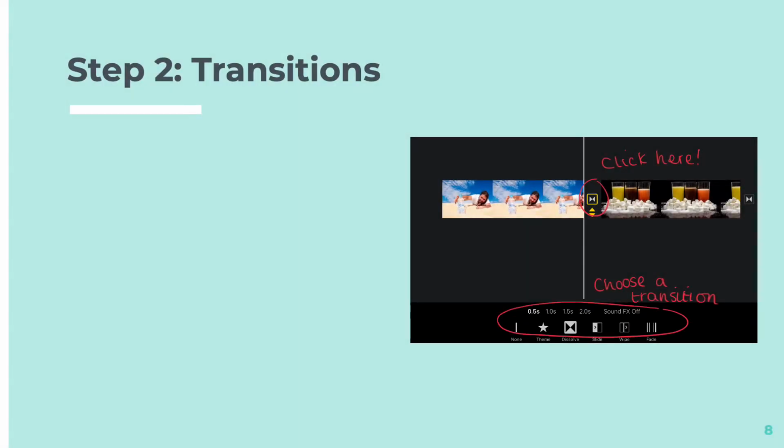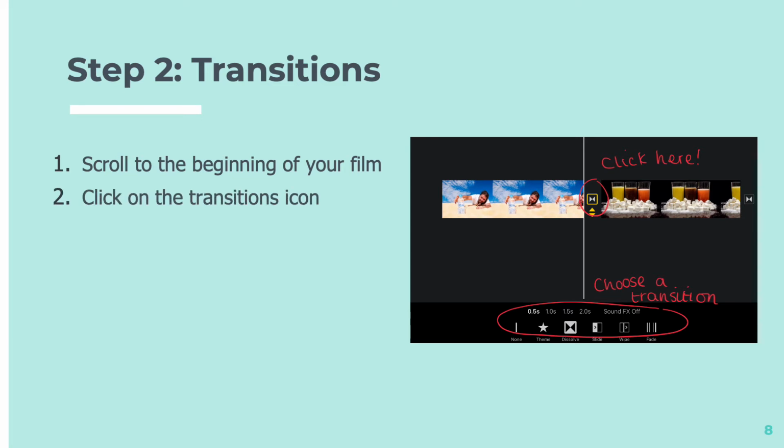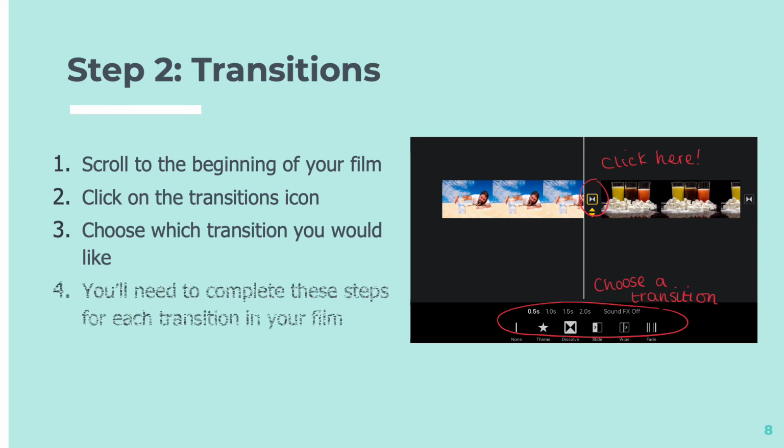Fab. Once you've got everything in that you need, the next step is to think about transitions. So scroll to the beginning of your film, click on the transitions icon, and you can see from the picture that I've included that it's a little button that's in between your pictures or clips. So click on that. And then at the bottom, you'll be able to choose which transition you would like.